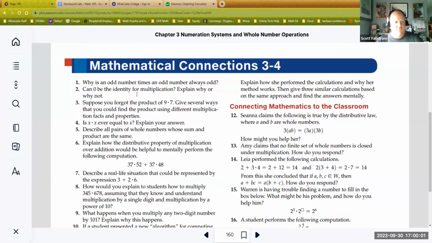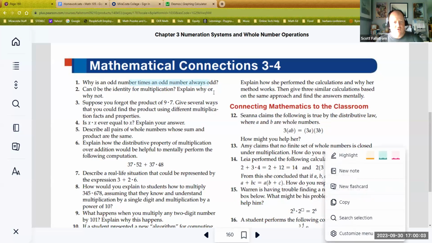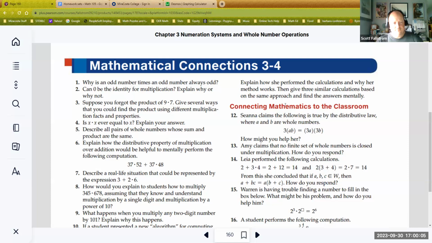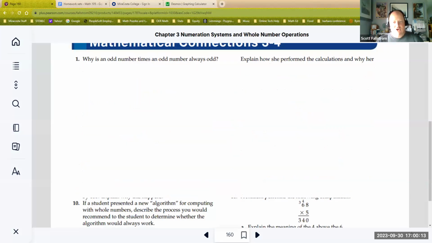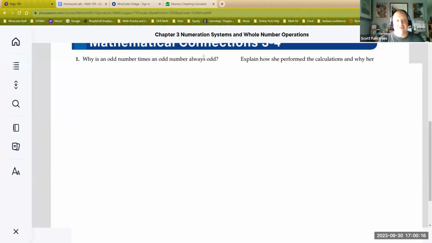Question number one. Why is an odd number times an odd number always an odd number? My suggestion for this is to think about what makes an odd number an odd number. How do we define odd numbers? How do we define an even number? Maybe that's even easier. If you had an even number, we've already talked about, at least in my other videos, it is 2 times a number. 2 times a whole number is an even number.